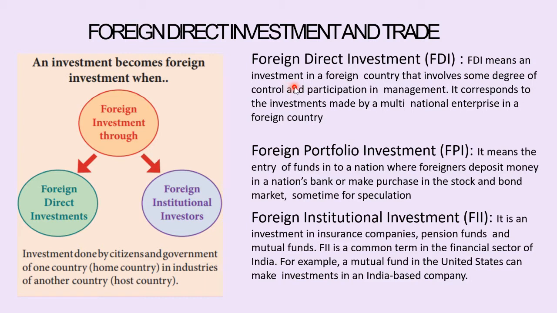FDI means an investment. A person is making an investment. Where is he making the investment? He is making it in a foreign country. A person living in India is investing, for example, in Japan or in Maldives, or he is investing in Africa. That is called foreign direct investment.